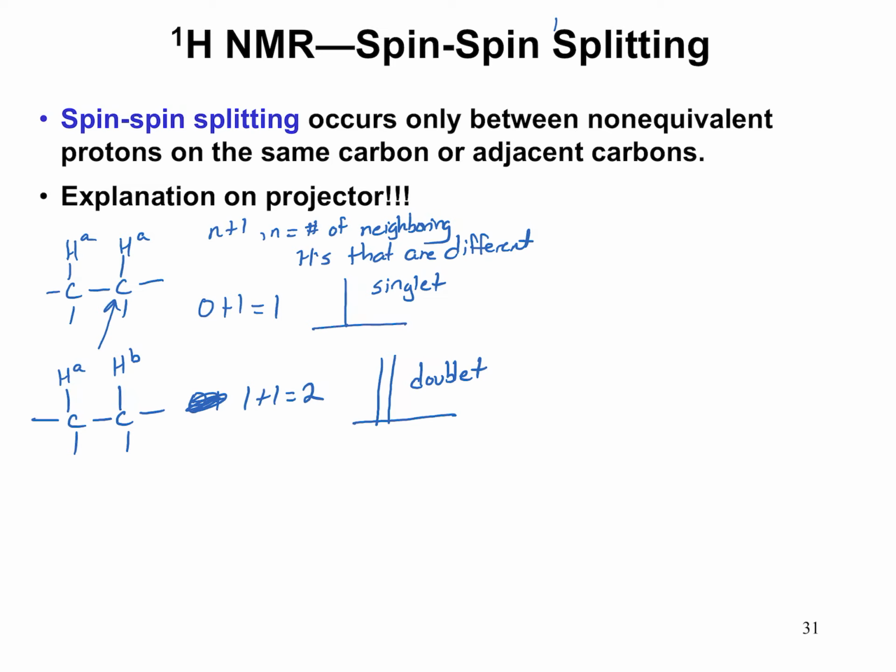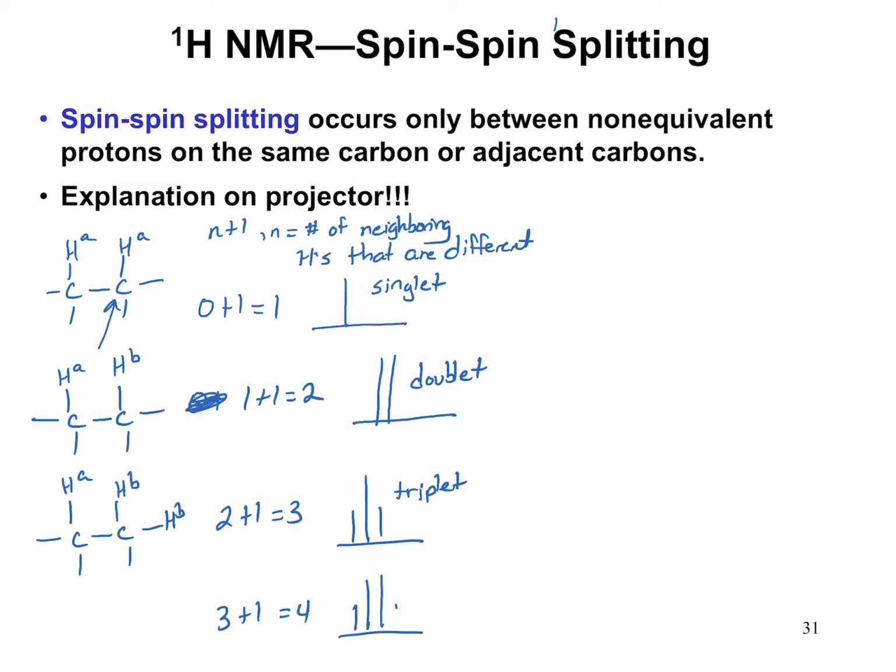All right, so we can continue on here. Now we're trying to figure out what this HA looks like. Let's say now there's two HBs right here. How many neighboring hydrogens that are different? There's 2. So 2 plus 1 equals 3. And this is called a triplet. And we can keep going. If there were 3 neighboring hydrogens that were different, that'd be 3 plus 1, that equals 4. It looks like a quartet.